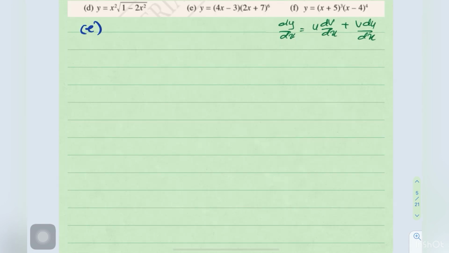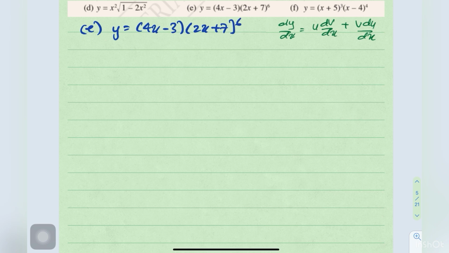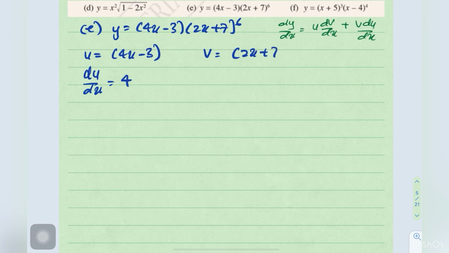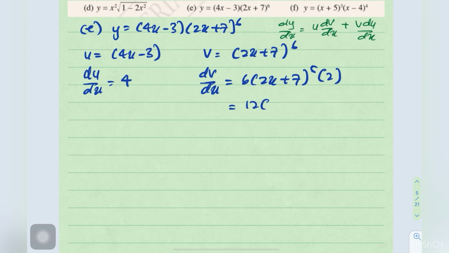y equals (4x minus 3)(2x plus 7) to the power of 6. Okay, so u is 4x minus 3, du/dx is 4, v is (2x plus 7) to the power of 6, dv/dx is 6(2x plus 7) to the power of 5 times 2, which is 12(2x plus 7) to the power of 5.